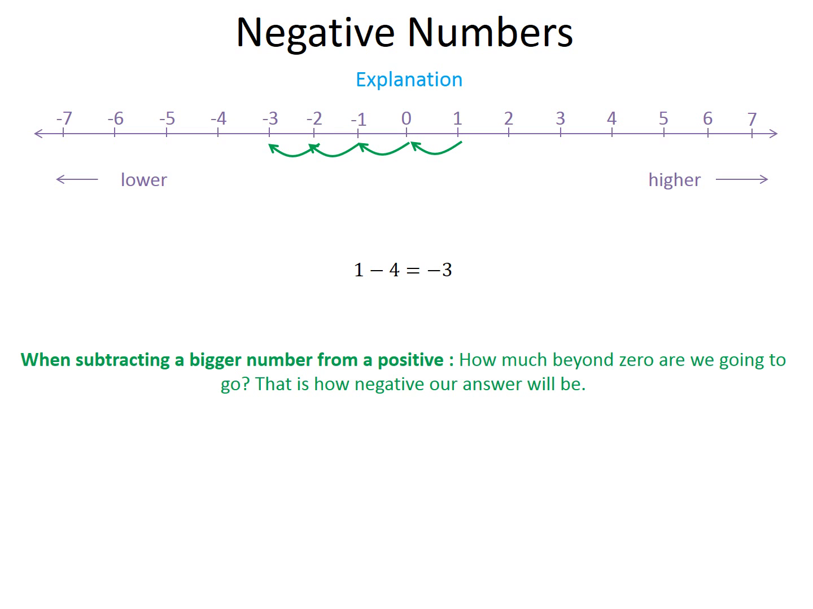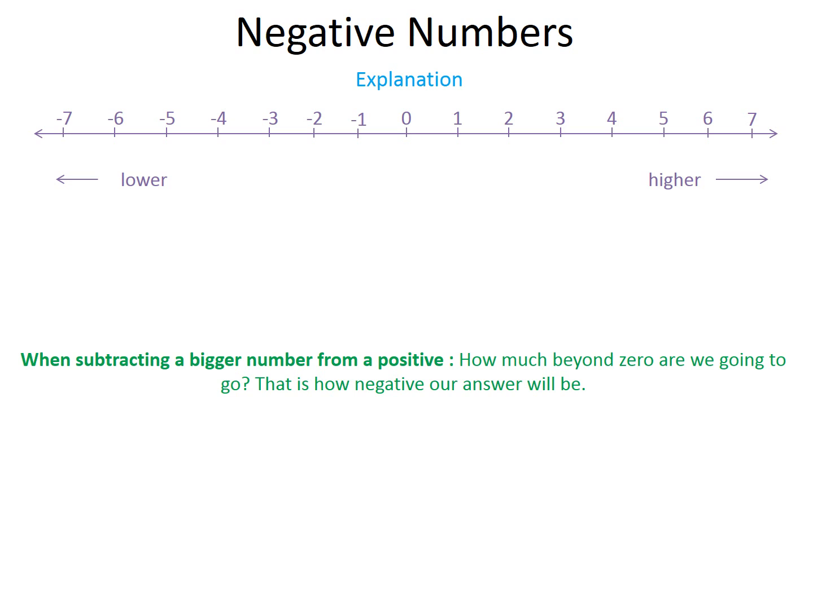And so when you're subtracting a bigger number from a positive, you're really asking yourself, how much beyond the 0 are you going to go? You know that you've got to travel this far to start with, and so that takes up one of these 4. And so how many are left over? It's 3. So we traveled 3 beyond the 0, so it was -3.